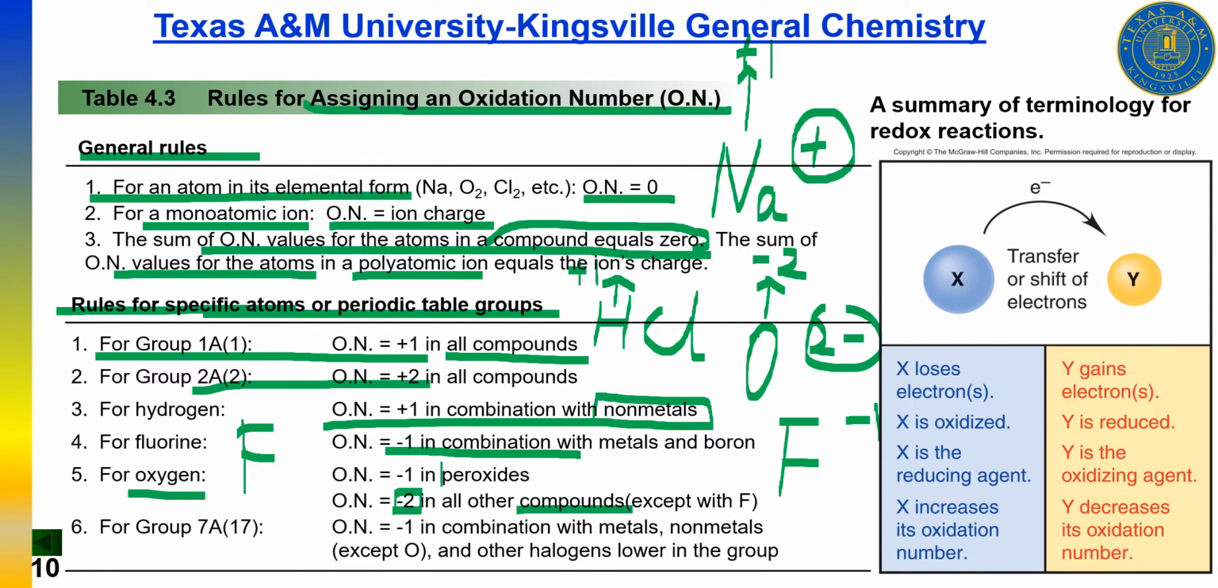In a peroxide, such as H2O2, hydrogen peroxide, the oxygen has an oxidation number of -1. If oxygen is combined with fluorine, oxygen has a positive charge. That is very rare, so we are not going to discuss it.